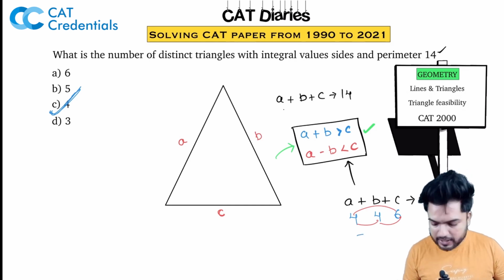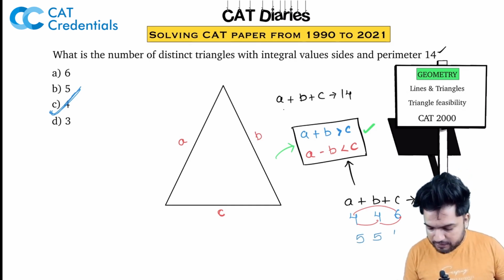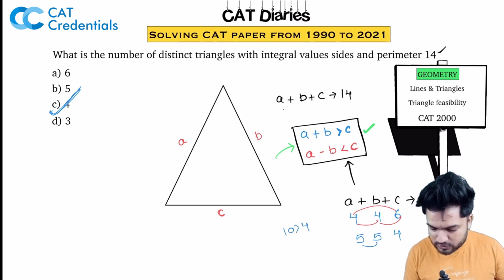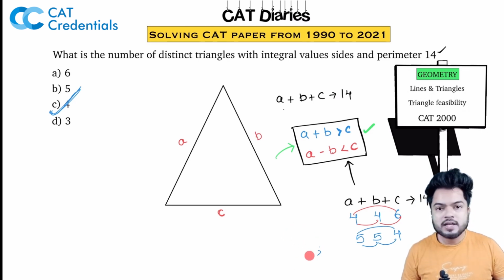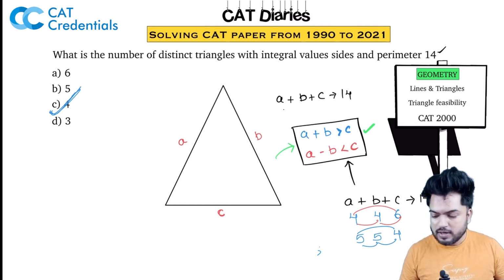Can I take a 5, 5, and then 4? Is it possible? Yes. 10 is greater than 4. The sum of these two. Then 9 is greater than 5. Yes. Then again 9 is greater than 5 for the rest two. So 5, 5, 4 could be one way in which I can write the sides of this triangle.